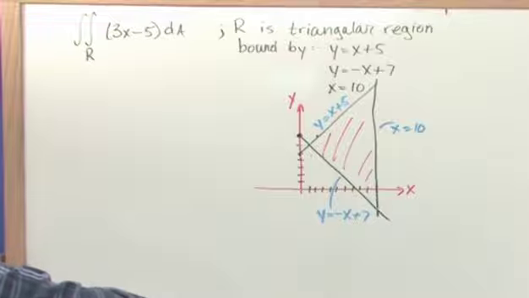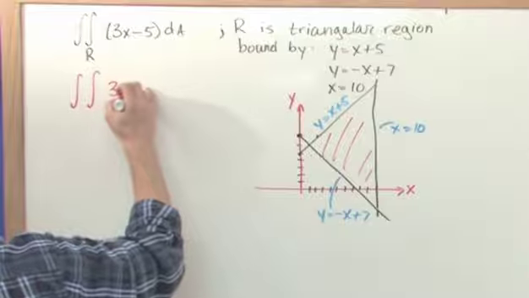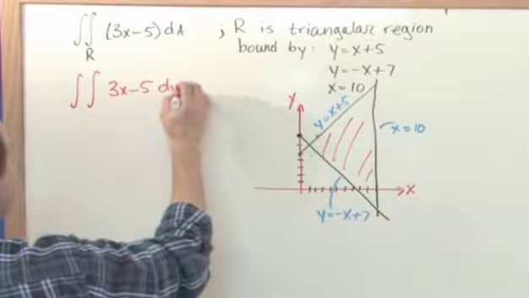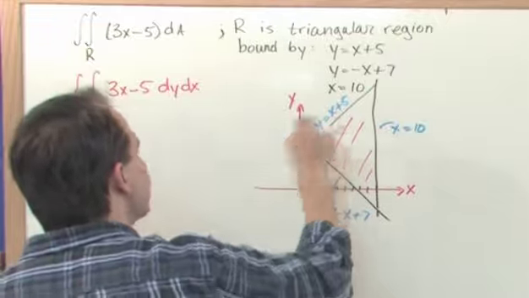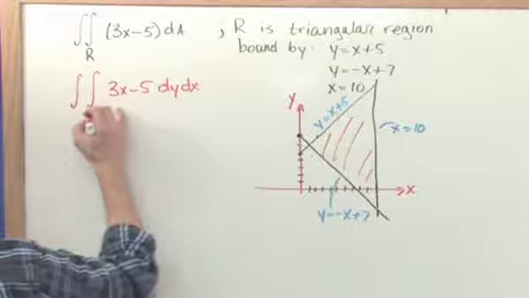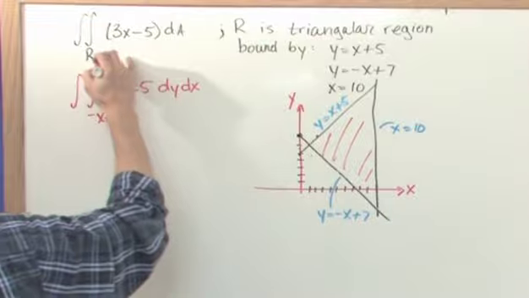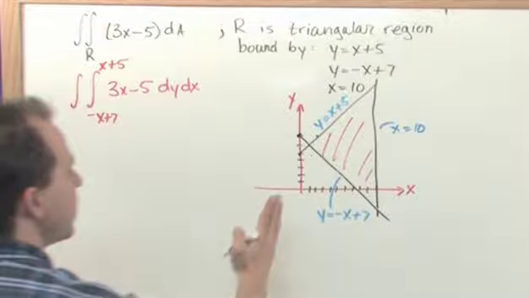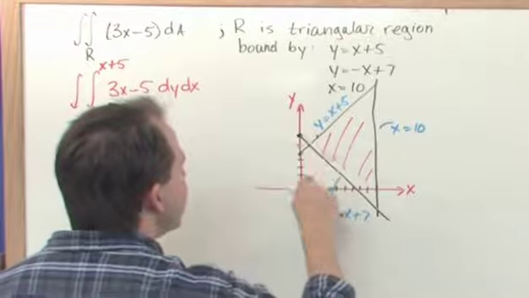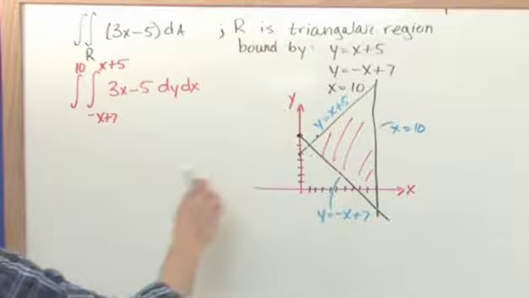Okay, so what I'm going to have is a double integral of the function 3x minus 5. I'm integrating along y first and then along x. Now I'm integrating along y, so I'm integrating from this line up to this line. So I'm going to integrate from y is equal to negative x plus 7 down here up to y is equal to x plus 5 up at the top here. Okay, so that takes care of doing the integration along y. Now what about along x? You see this guy intersects here. I know I'm going to end up over here at x is equal to 10, so I can integrate up to 10.